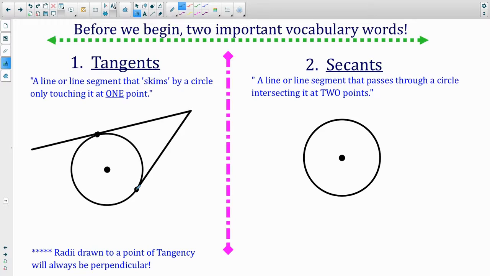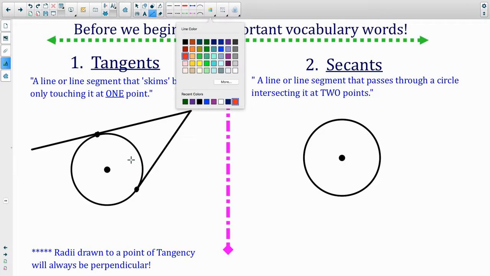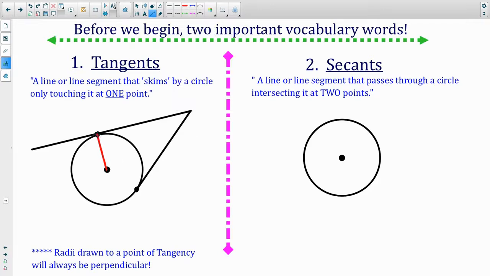Now, something that's very important to remember, which is written down below, is that if you happen to draw or have a radius drawn to a point of tangency, they will always be perpendicular. So one thing that would always be true is that if we went from the center of the circle to, say, that point of tangency, that would be creating a right angle with the tangent, right? Because radii are always perpendicular to the point of tangency.